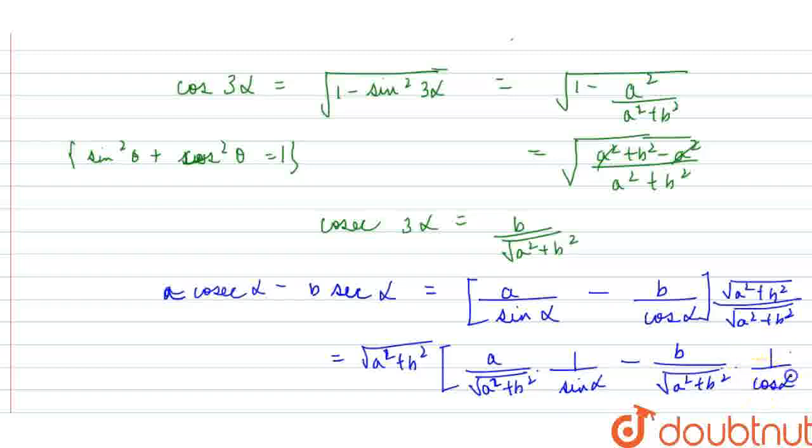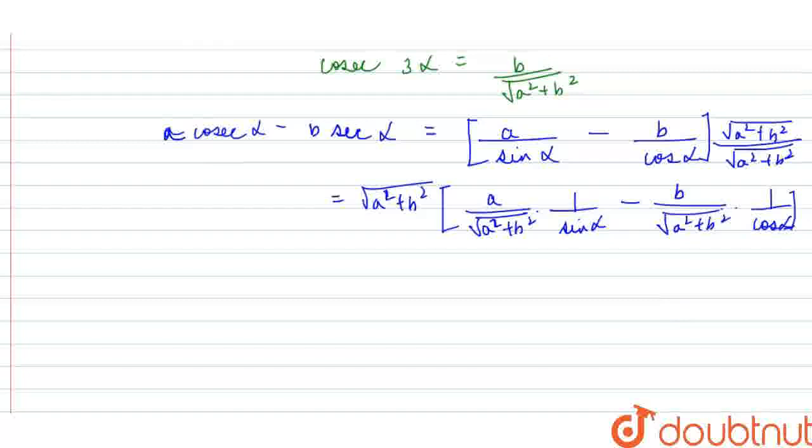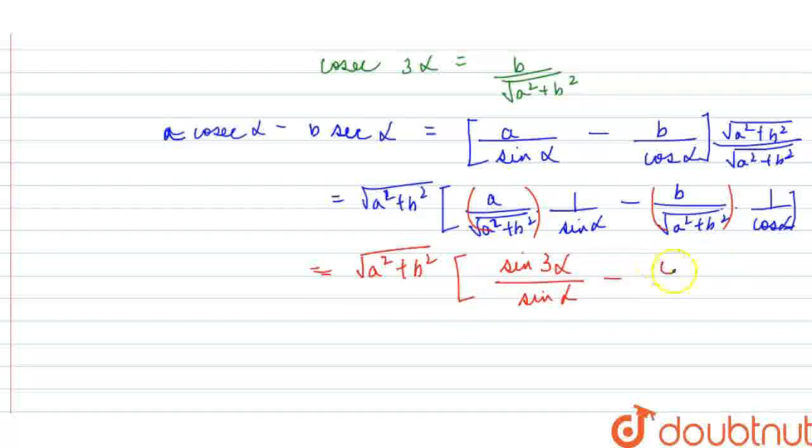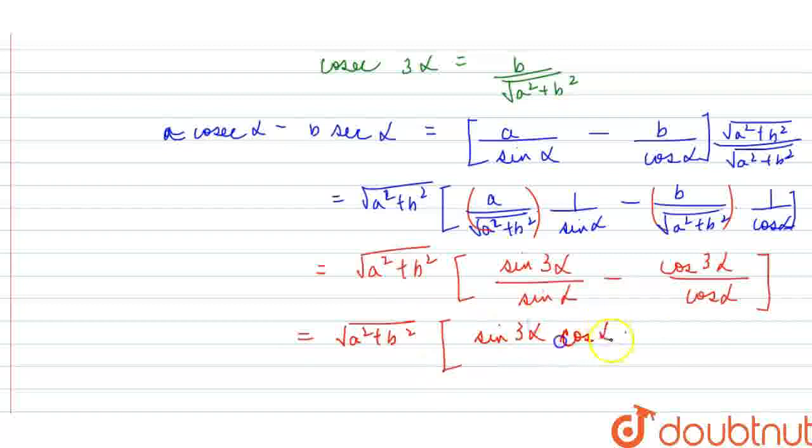Now we have calculated above that this is equal to sine 3 alpha and this is cos 3 alpha. So we are left with under the root of a square plus b square times sine 3 alpha upon sine alpha minus cos 3 alpha upon cos alpha. Take the LCM. So after that, under root of a square plus b square, the numerator is sine 3 alpha cos alpha minus cos 3 alpha sine alpha, and in the denominator this is sine alpha cos alpha.